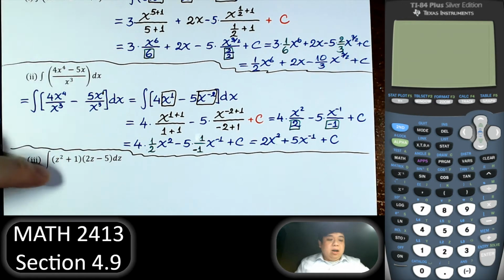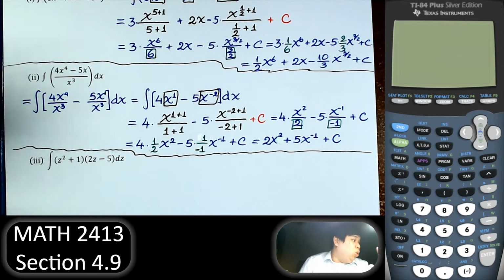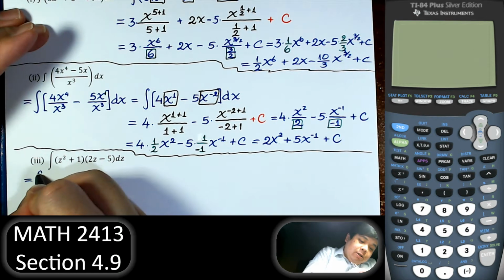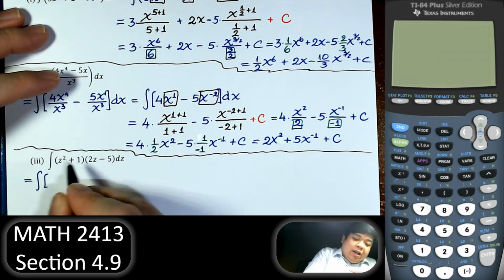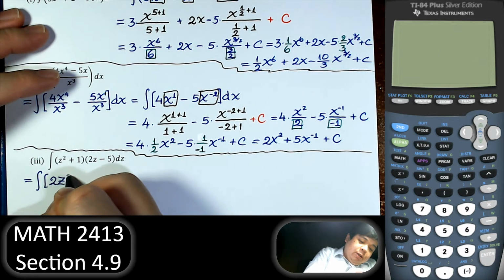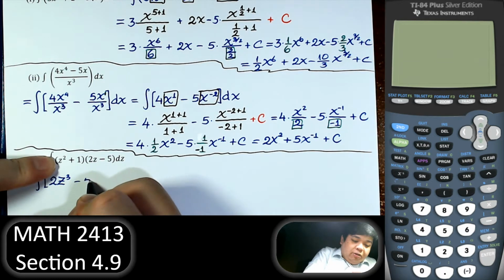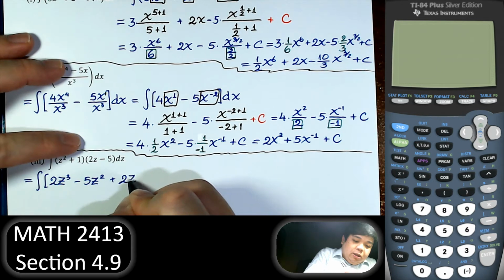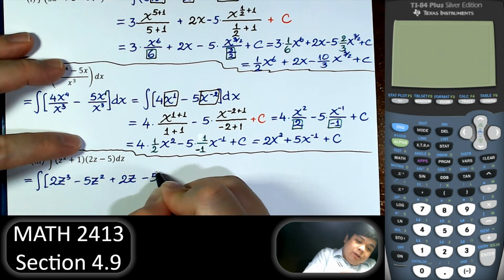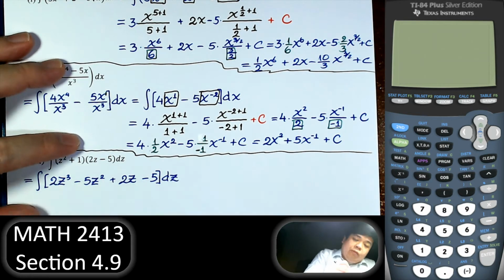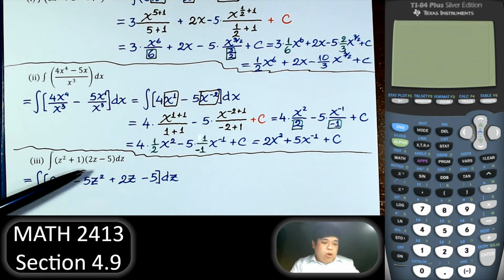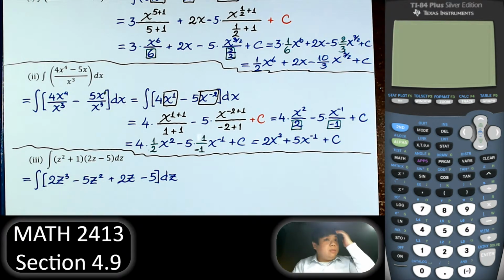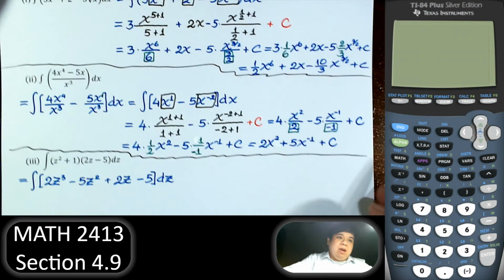Now similarly, we cannot deal with that, no product rule, no quotient rule, so we just have to multiply them out. That gives us 2z cubed minus 5z squared plus 2z and minus 5. 2z cubed minus 5z squared plus 2z minus 5. So we have individual powers. We can apply the power rule to it.